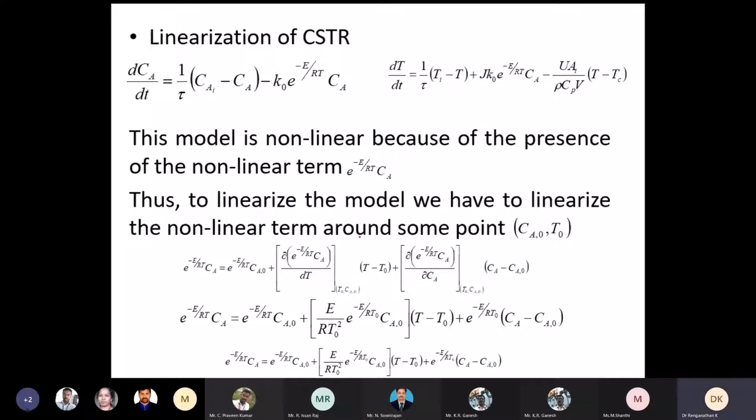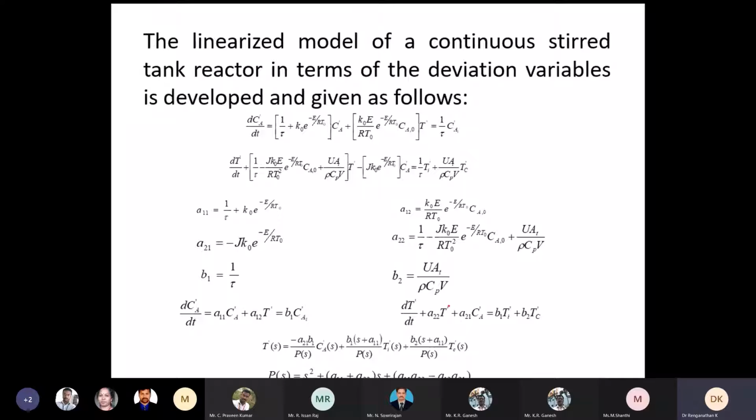When we do that around a point, this is the point which we are considering where we are going to linearize, then we are going to get expressions, and when we solve it, we will get a linearized model in the form of the expression given here. This is the expression which we are going to get, and then we do some mathematical manipulation and bring it into a simpler form like this. This is our final expression which we are going to obtain.